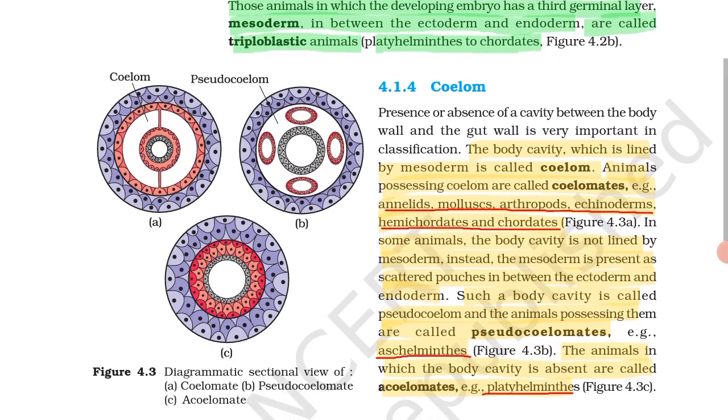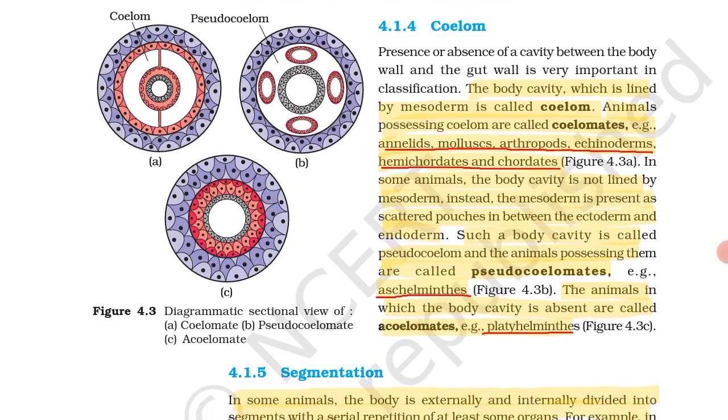Next is coelom. Presence or absence of a cavity between the body wall and gut is very important in classification. The body cavity which is lined by mesoderm is called coelom. See figure 4.3a, coelomate.